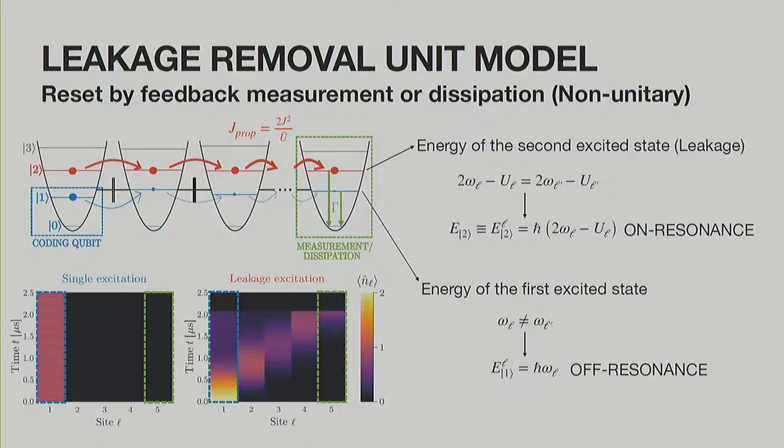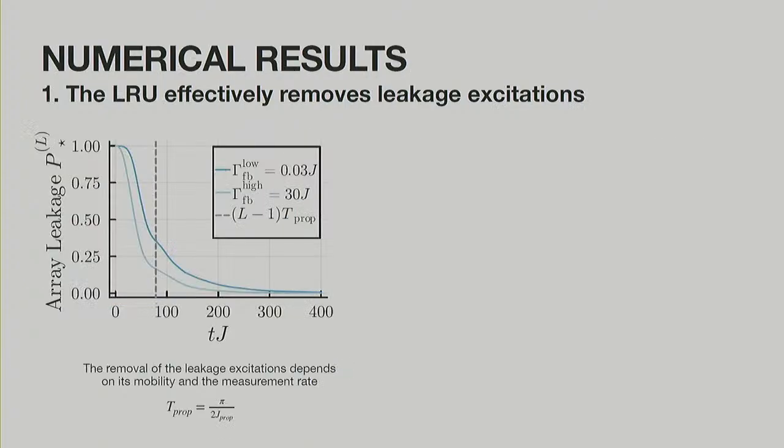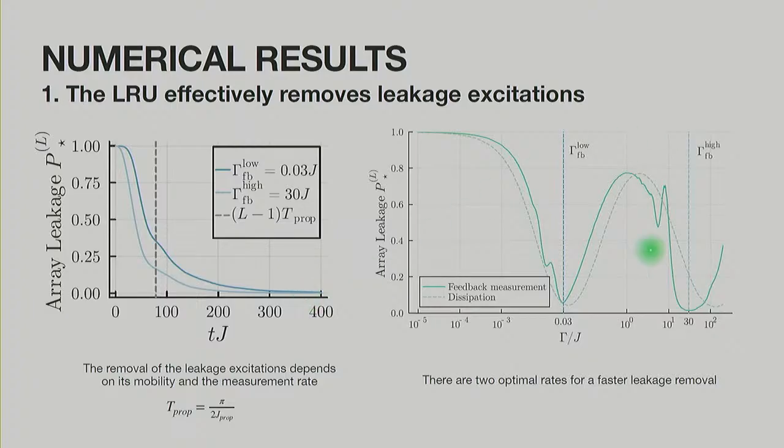and it will be effectively removed when we apply the measurement at the end. So then we test this with some numerical simulation, and we see here the leakage population. In the beginning, there is a leakage transportation due to collective propagation, and then there is an exponential decay because of the feedback measurement. Interestingly, it depends on the measurement rate that we were using. Here there are just two measurement rates, but we mapped many rates. We saw that there were two optimal spots, and at these rates the removal was faster and more effective.